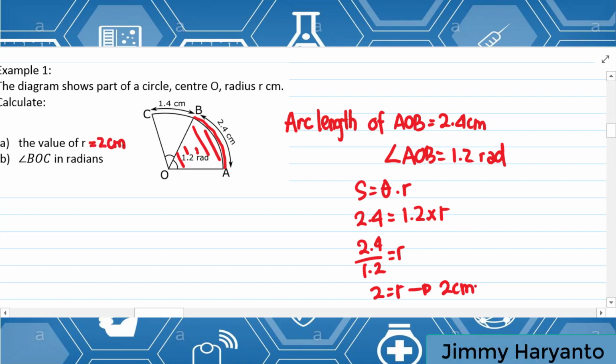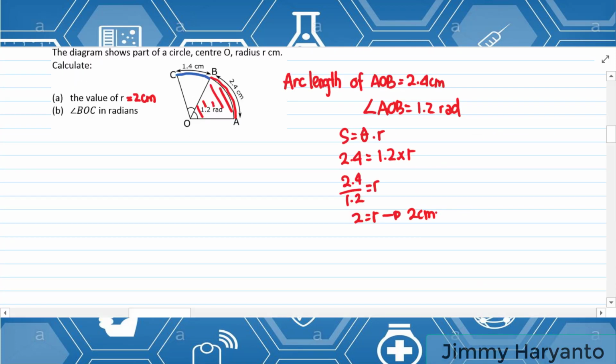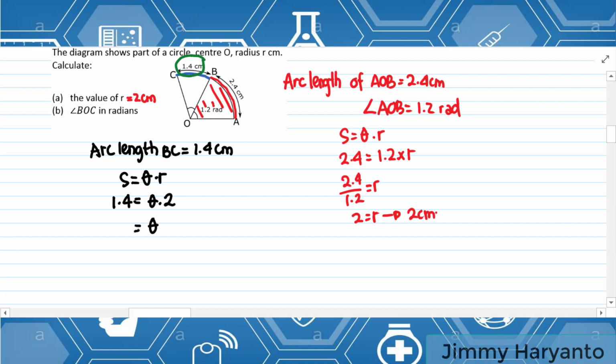We can find the angle of BOC in radians. For angle BOC, the question also gives us the arc length of BC. The arc length of BC is 1.4 centimeters. So we can use this formula, S equals theta r, but this time we calculate for BOC. 1.4 equals theta times the radius, which is 2. So theta will be 0.7 radian.